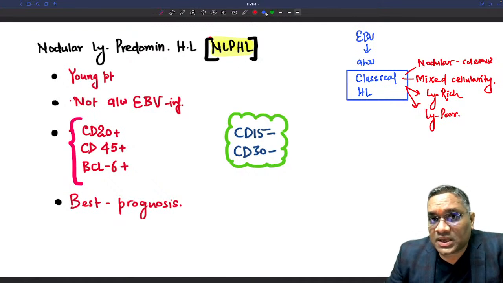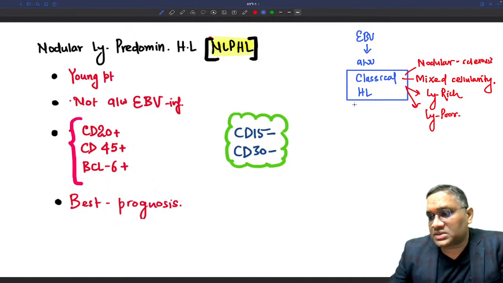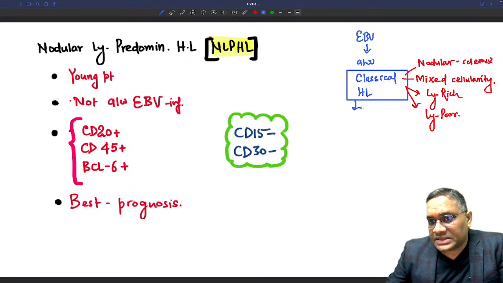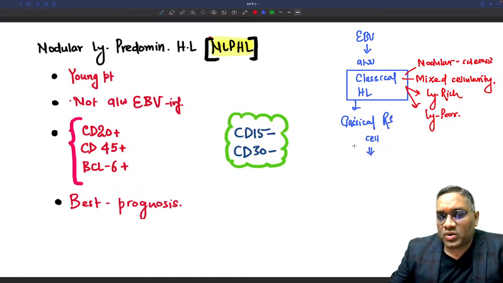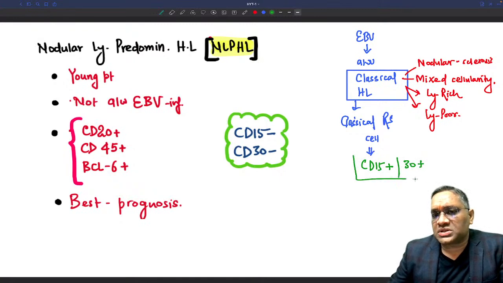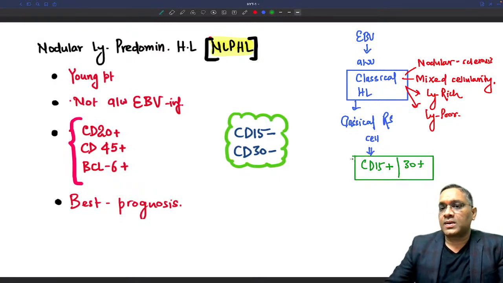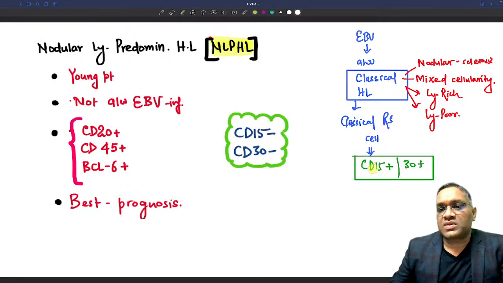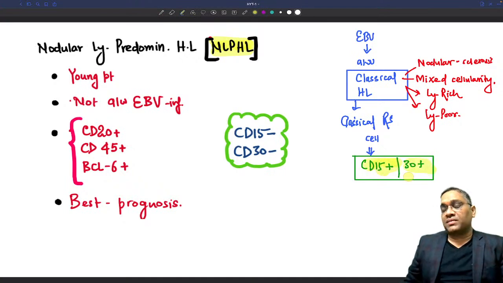And in these, we will see classical Reed-Sternberg cell. Please remember, again, this is a very important question. Classical Reed-Sternberg cells, which you will see in all of them, will be positive for CD15 and CD30. So this will be positive in classical Reed-Sternberg cell, right? That's the point you need to remember, which came in our exam also. 15 and 30 will be positive.